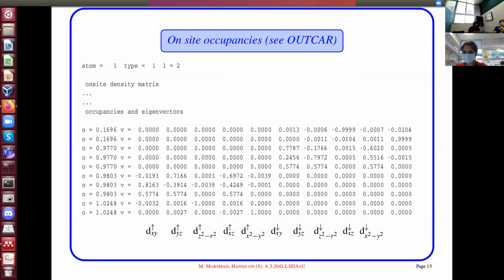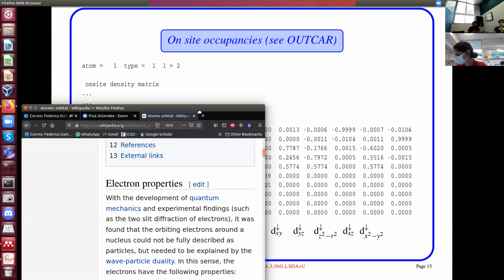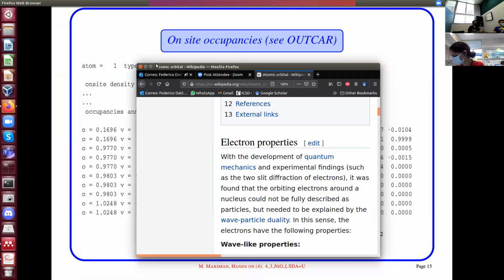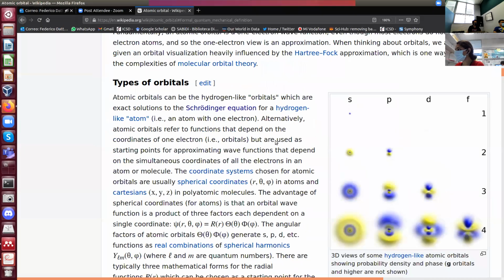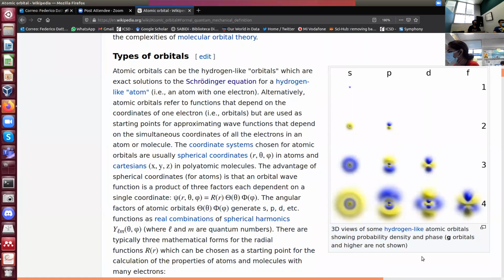Okay, now it's faster. Okay, atomic orbital. Let's see, types of this orbital. Yeah, okay. So what I meant, these are just types of orbitals. And this is what I meant.